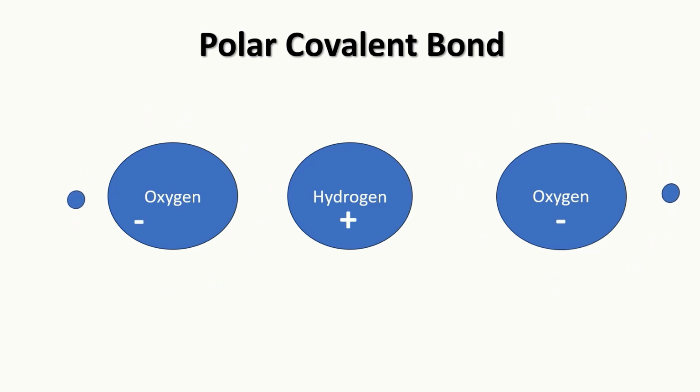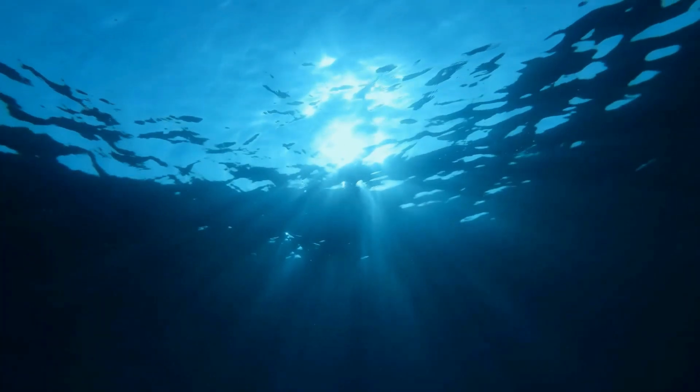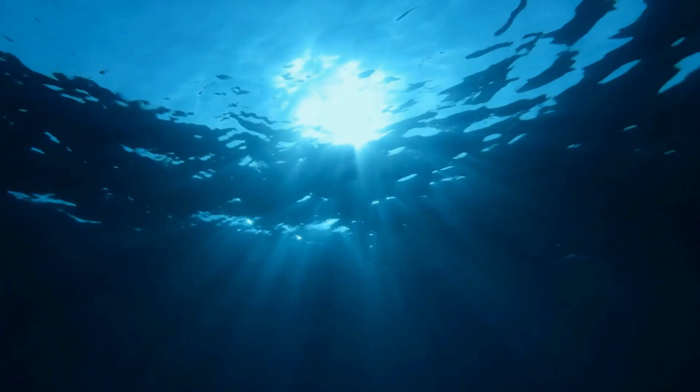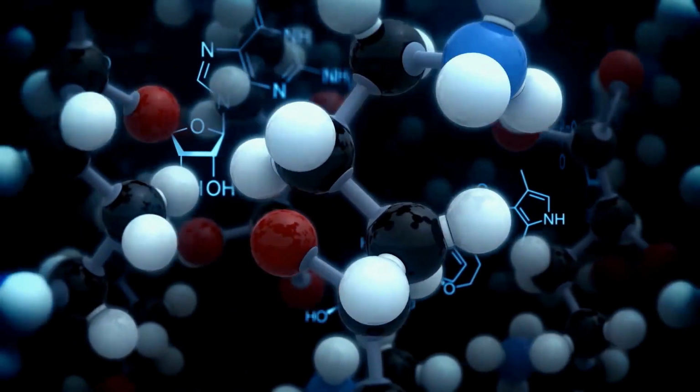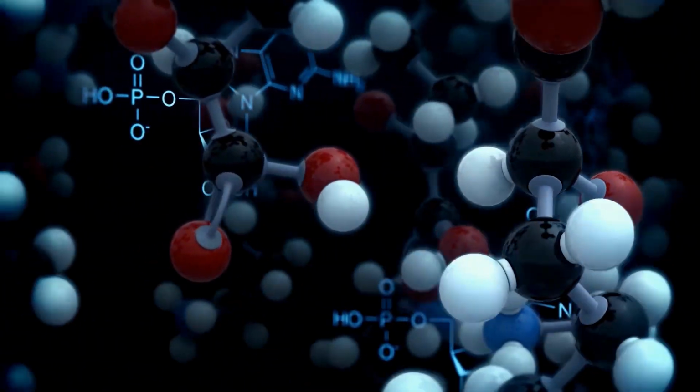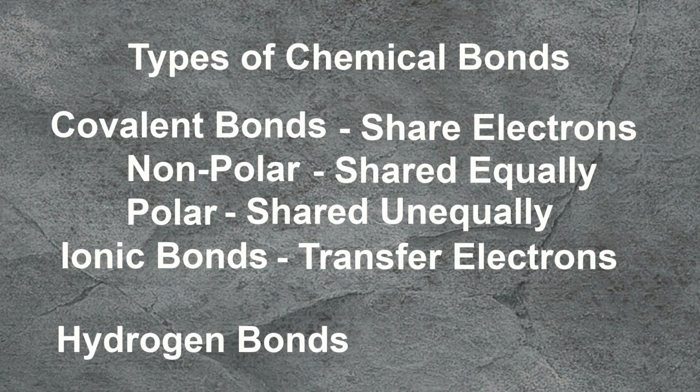While water is formed through a polar covalent bond between hydrogen and two oxygen atoms, the way water works is a little bit more complicated than this, because it also involves hydrogen bonds, which we will discuss in a little bit. Ionic bonds form when atoms transfer electrons, resulting in charged ions. Oppositely charged ions attract each other, creating a strong bond.